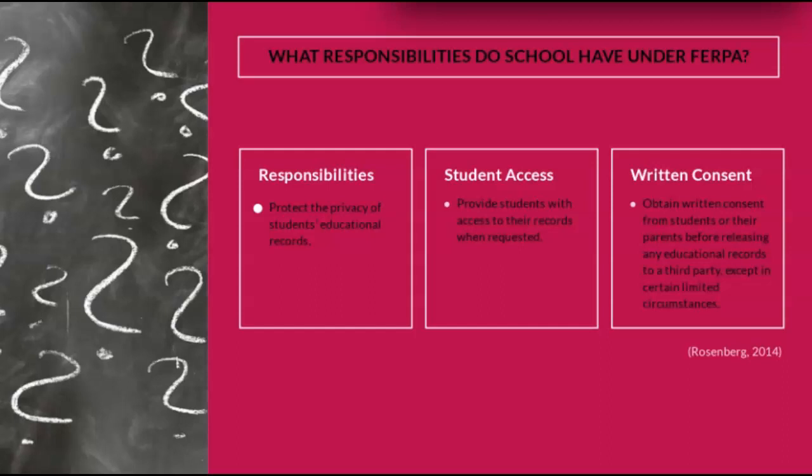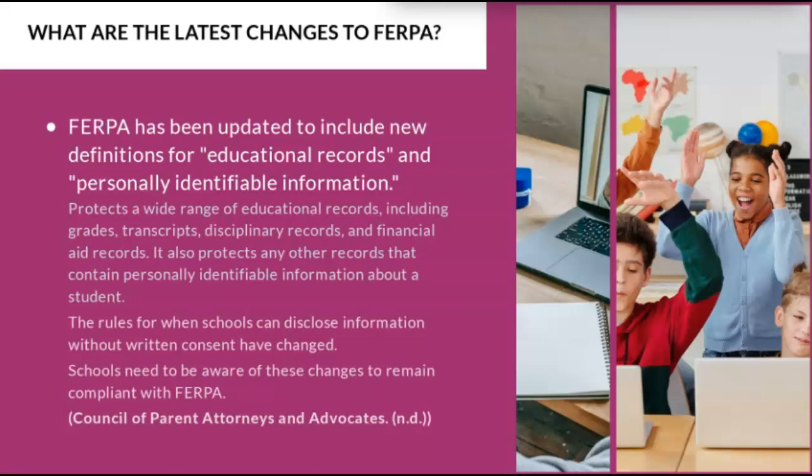Schools have the responsibility to protect the privacy of students' educational records and to provide students with access to their records when requested. Schools must also obtain written consent from students or their parents before releasing any educational records to a third party, except in limited circumstances. FERPA protects a wide range of educational records, including grades, transcripts, disciplinary records, and financial aid records. It also protects any other records that contain personally identifiable information about a student.